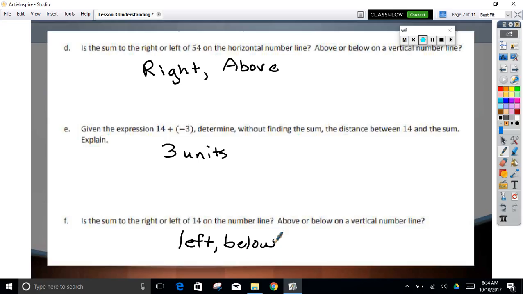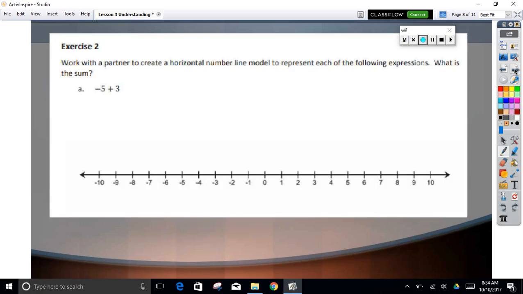Okay, any questions about this? Okay, exercise 2 asks you to work with a partner to create a horizontal number line model to represent each of the following expressions. So there's only a few there, so I want you to take about 2 minutes and do those. You can work independently or you can discuss with a partner. All right, Katie, come on up and do the first one. And then we'll do Zoe and then Elena.